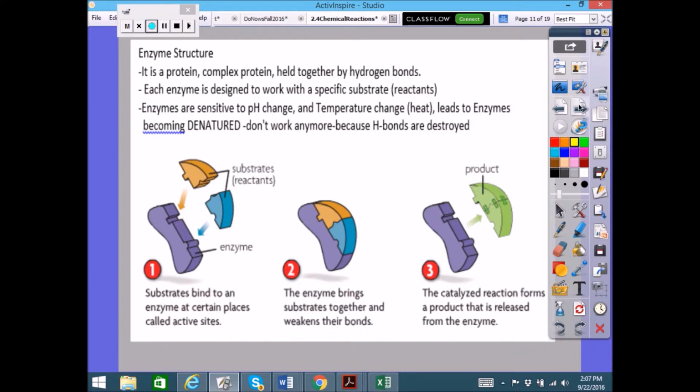All right, enzyme structure and function, that box, there's a lot to write in there. It keeps you alive.